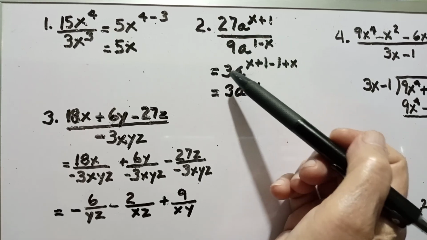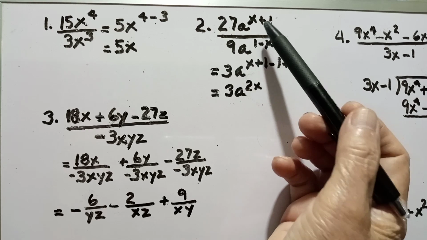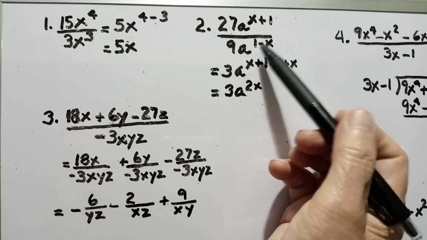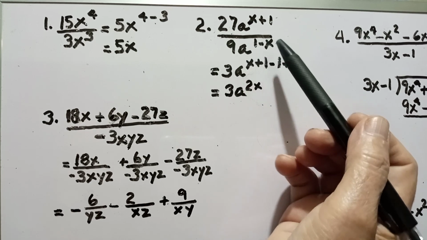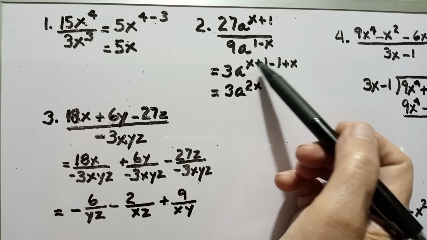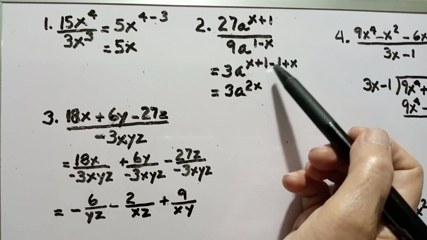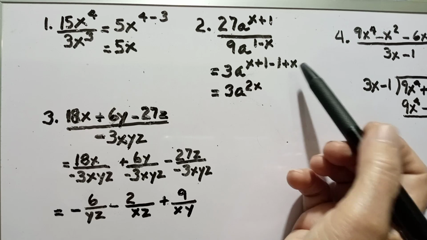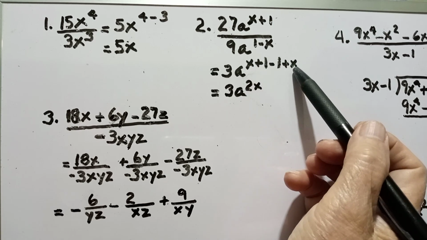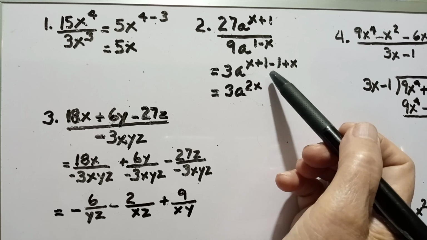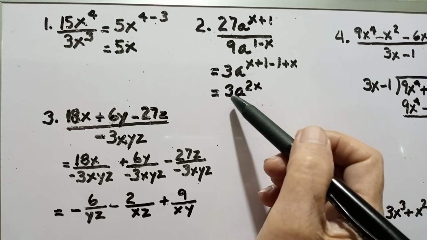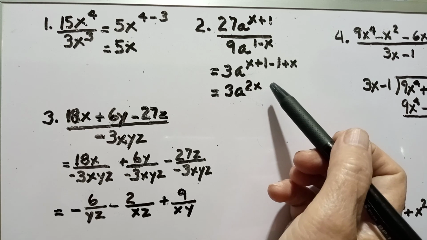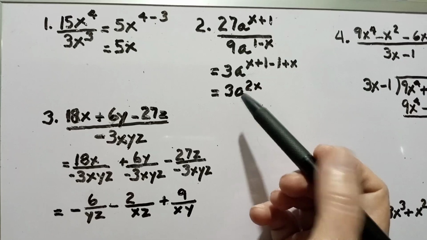27 divided by 9 is 3. And then we note that x plus 1 is greater than this one. So we have to bring this up and change the sign of the exponents. That's why we have x plus 1, then minus 1 becomes positive x. And then add. x plus x is 2x. Plus 1 minus 1 is 0. That's why we have the answer 3a to the 2x. Very simple, isn't it? Okay, let's go to number 3.